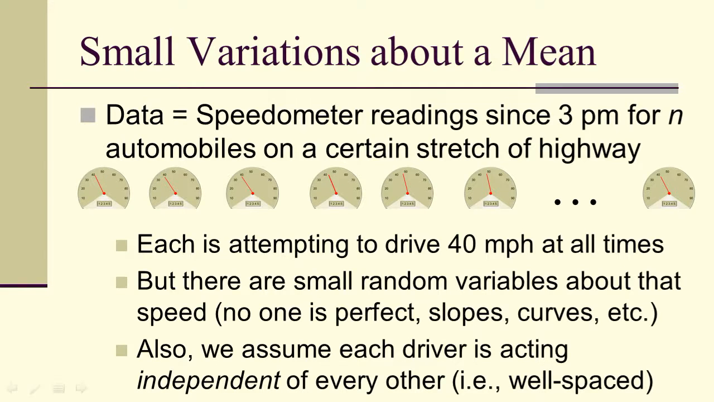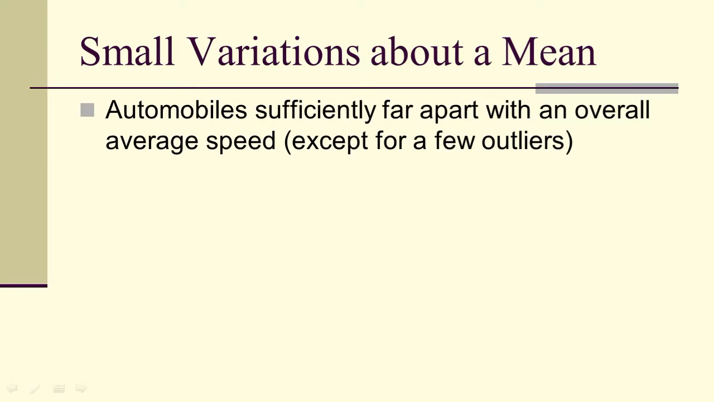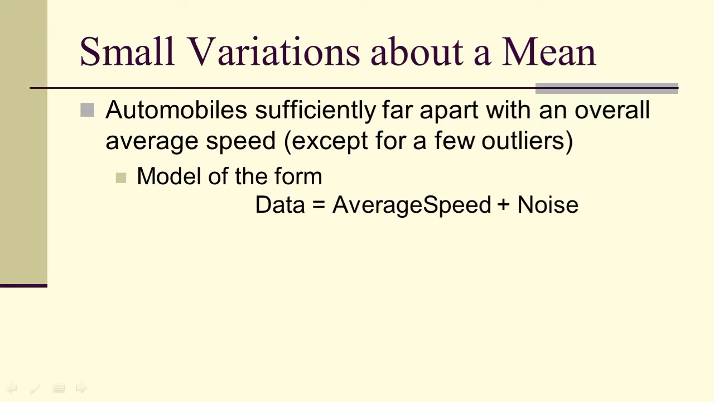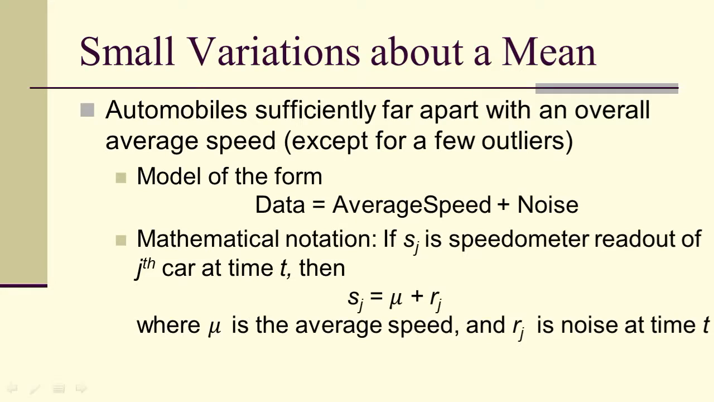We're also going to assume that each driver is independent of every other. So these are well spaced. There's a lot of room between the individual automobiles. Automobiles sufficiently far apart with an overall average speed, maybe there are a few outliers, a few leadfoots. That implies a model of the form: the data is the average speed plus the noise, where the noise is the variations.